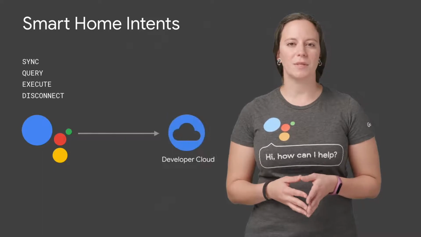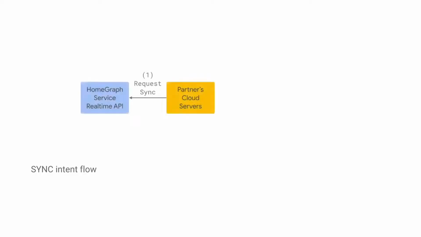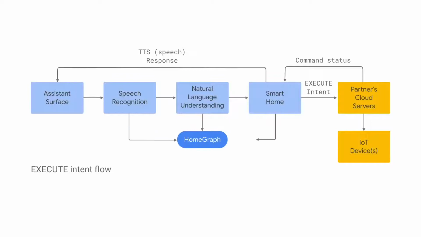Smart home actions are implemented using 4 intents fulfilled through your cloud services. The sync intent requests the list of all smart home devices that are available for use and connected to a user's account. The query intent requests the current state of those connected devices. The execute intent sends commands to modify the device states. Finally, the disconnect intent notifies you that the user unlinked their account from the Google Assistant.